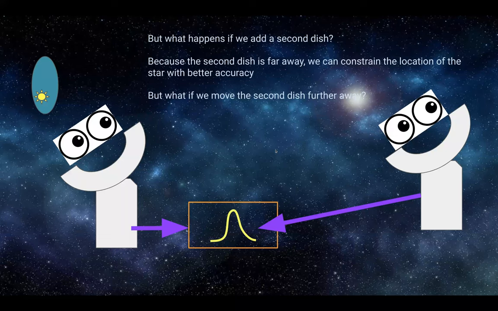Remember, by adding the second dish, the response became sharper, right? So what do you think will happen if I move it further away? So the time difference. Yeah, so the response will be narrower. So Daniel got that right. So the peak is made by taking into account the time difference.